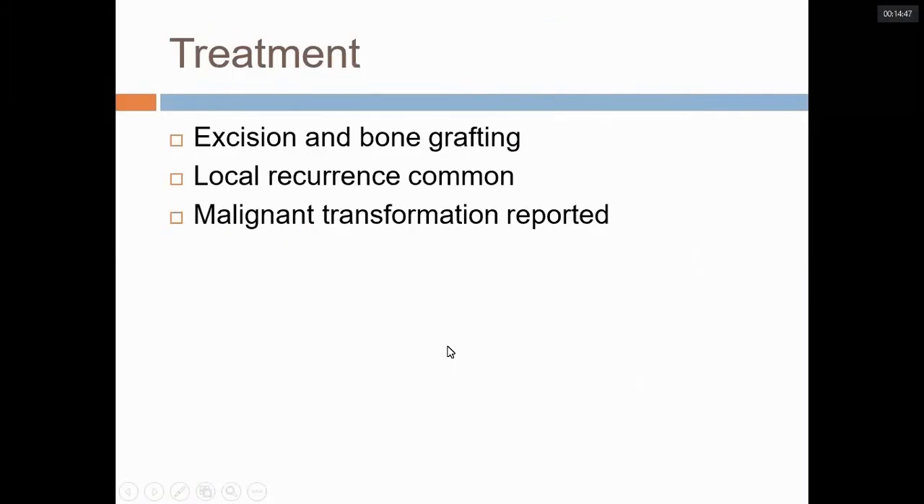Treatment is excision and bone grafting. Local recurrence is common. Malignant transformation has been reported in a few journals.